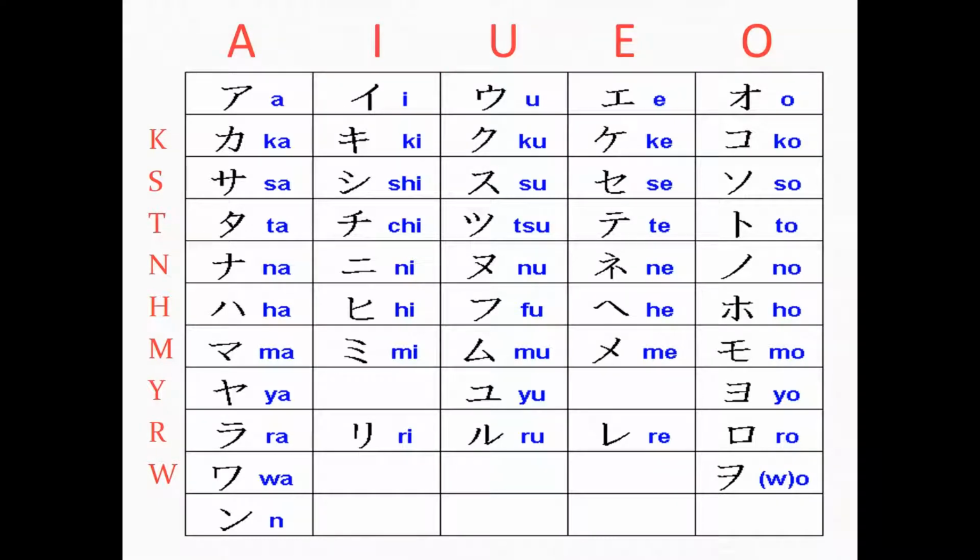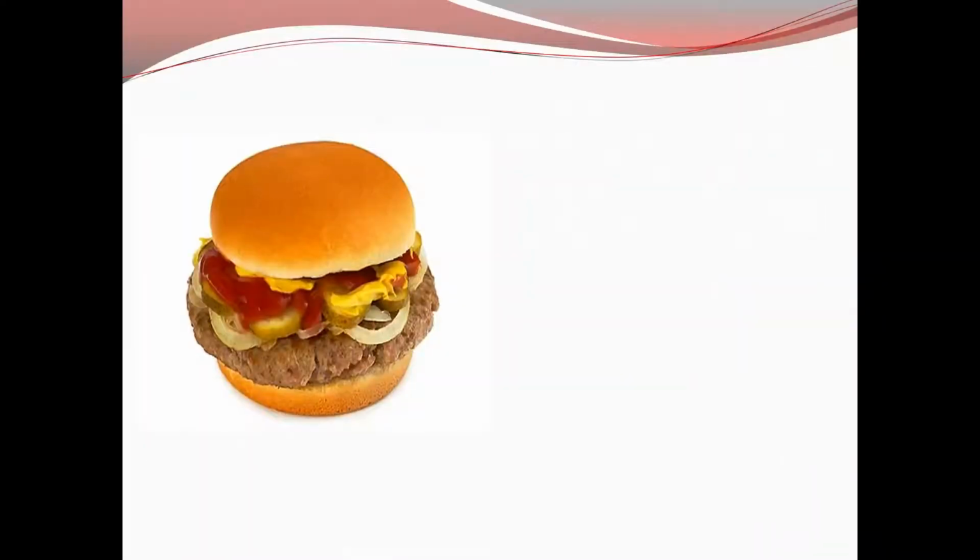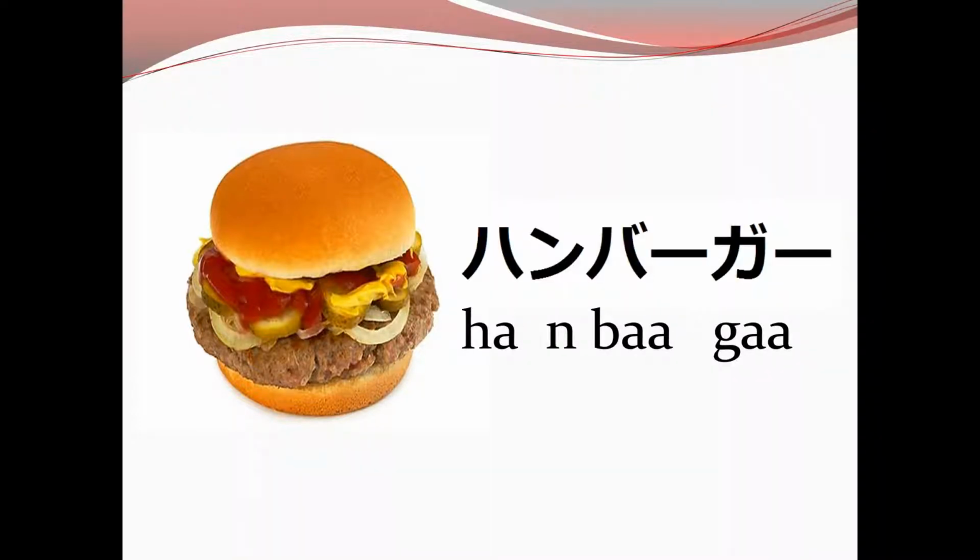So you might wonder, why in the world would we use this alphabet instead of the Hiragana alphabet? Well, take a look at this. This is a hamburger. Hamburgers are not native to Japan. They were not created by Japanese people, so they have borrowed our English word for it, and they call it a hamburger. And when writing the word hamburger, they will use the Katakana alphabet.